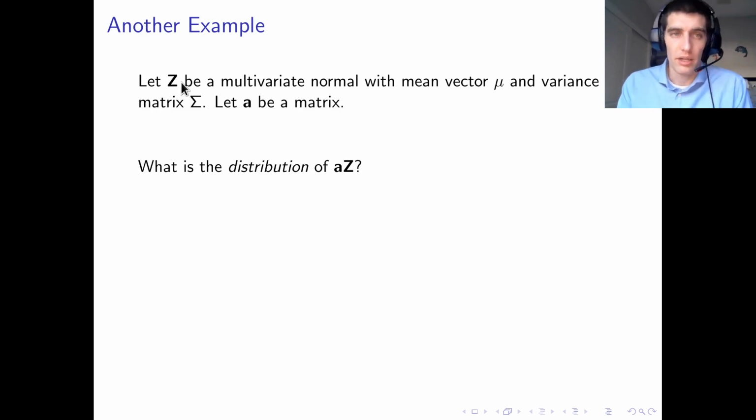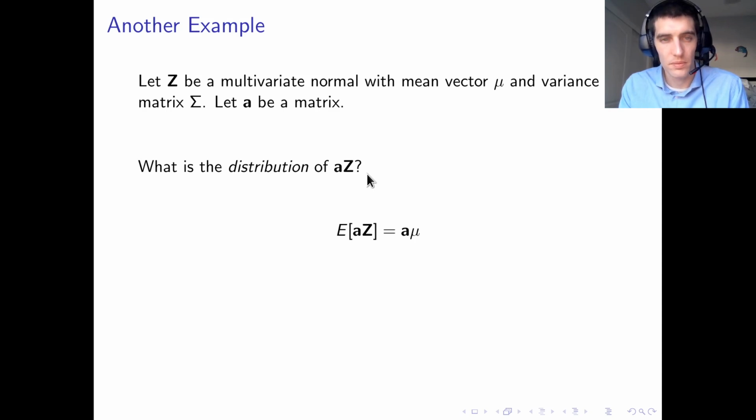Another example, just to illustrate these properties a little more. If Z is a multivariate normal, here I haven't said standard, so I'm going to specify that it has a certain mean vector mu and a certain variance covariance matrix sigma. So let A be a matrix. Now the question is, what's the distribution of matrix A times the random vector Z? First we're going to compute its expectation. Remember the property of expectation, we can pull out the matrix A. Applying the expectation to Z, we get A times mu.